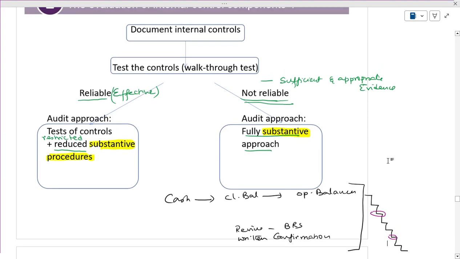When we say review bank reconciliation, does it mean re-performance or recalculation or what? Re-performance. We are not doing any recalculations. We are just reviewing. We will say who has done the bank reconciliation and how the bank reconciliation has been done.